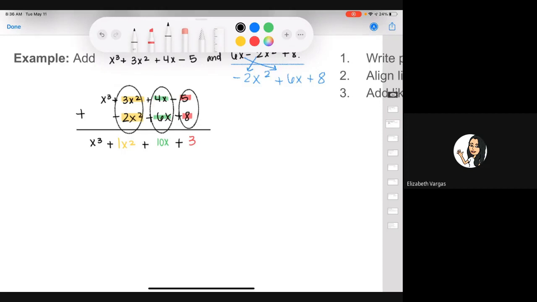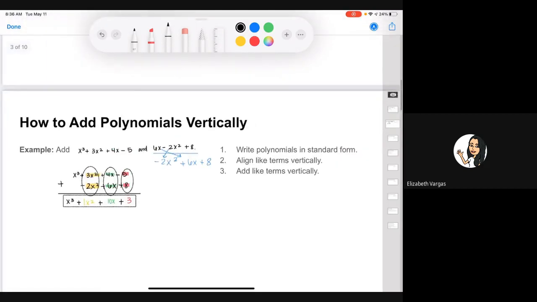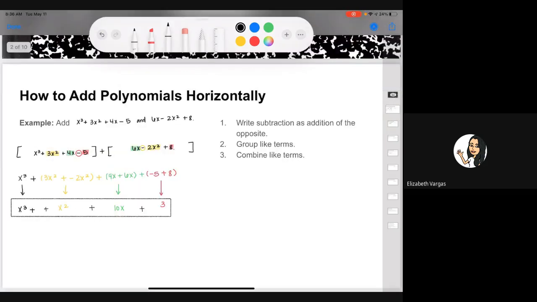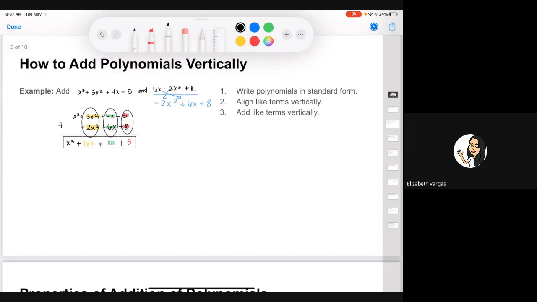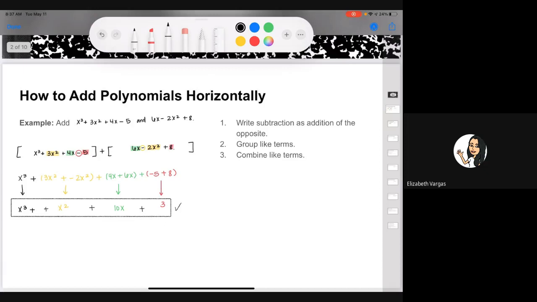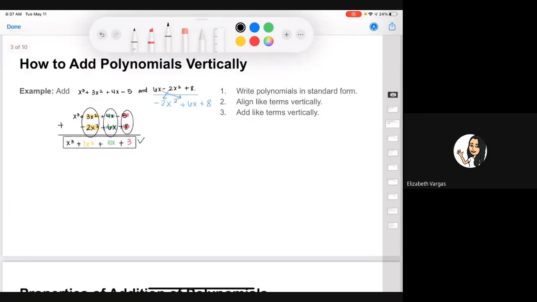And so therefore, I get my resulting expression, which is what happens when I add those two polynomials together. As you'll see, we did get the same expression twice. We get x cubed plus x squared plus 10x plus 3. Those two are the same. So whether you want to add vertically or horizontally, it's totally up to you. But these are the steps to do it vertically and horizontally. Basically, what you're doing whenever you're adding polynomials is just combining like terms.